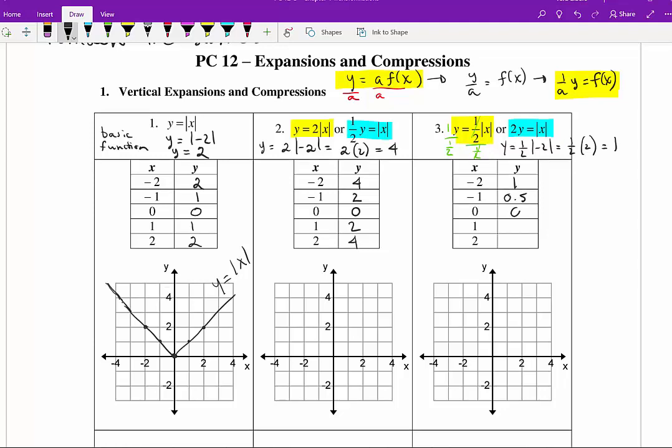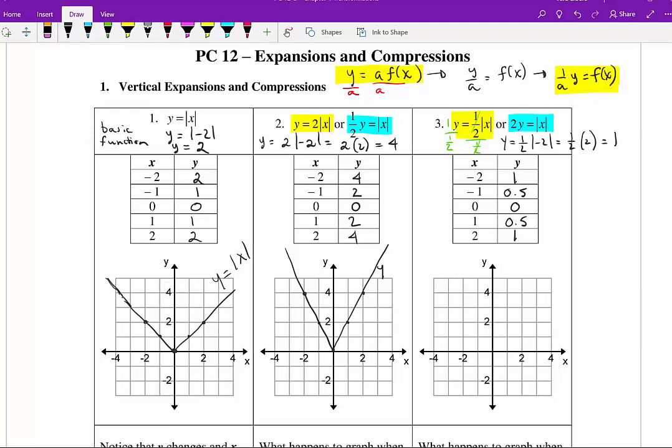If I plug in 0, I will get 0. If I plug in positive 1, I will get 0.5, and if I plug in 2, I will get 1. Okay, so let's graph these functions to see how they compare to our first one. So for our second example, -2 and 4, -1 and 2, 0, 0, 1 and 2, and 2 and 4, and we get this graph.